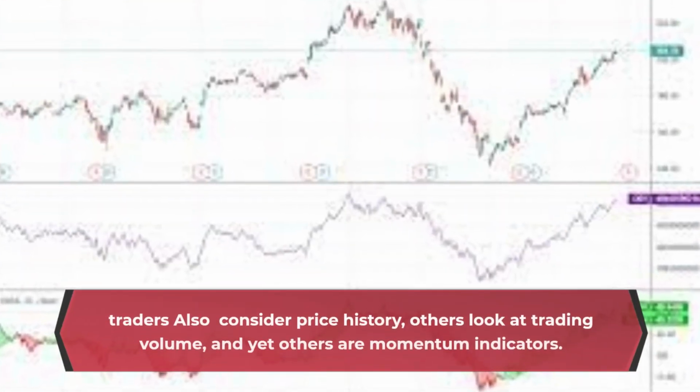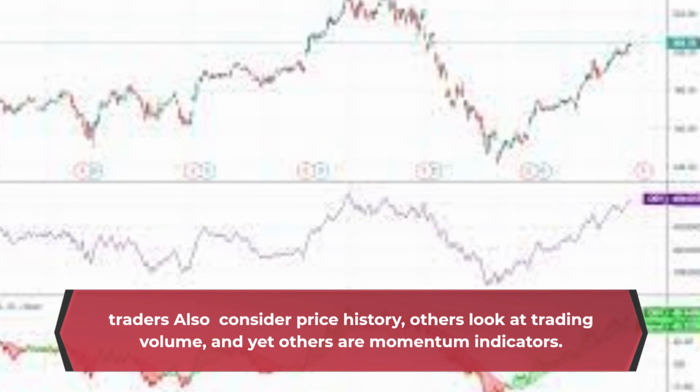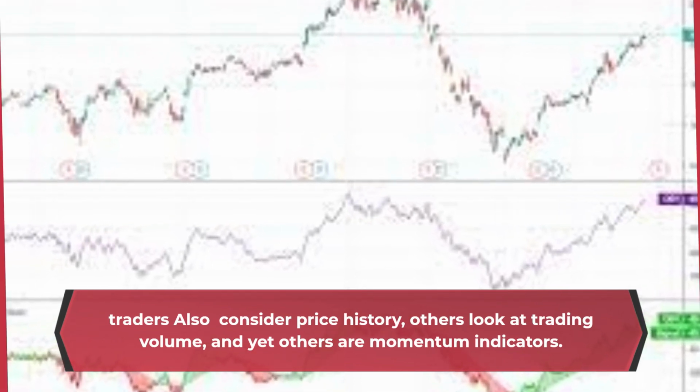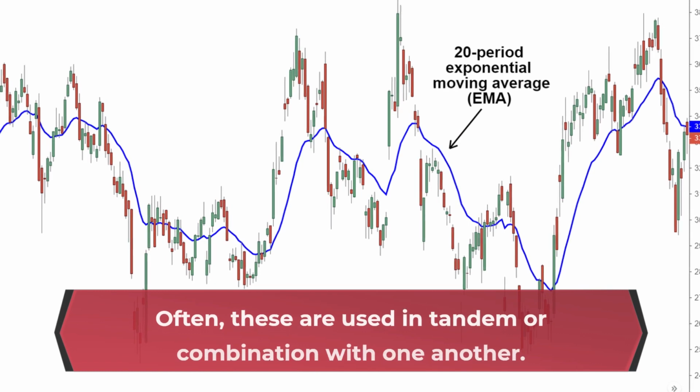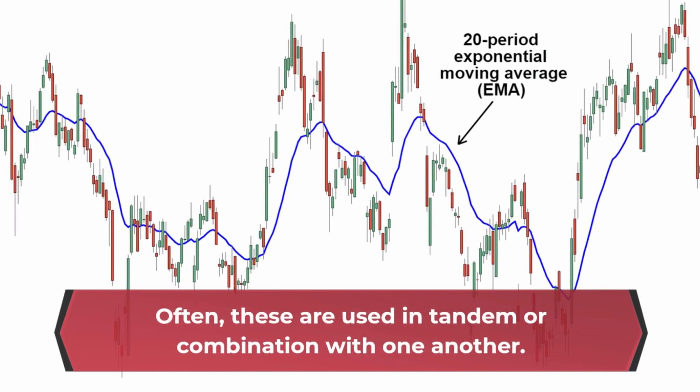Traders also consider price history. Others look at trading volume, and yet others at momentum indicators. Often, these are used in tandem or in combination with one another.